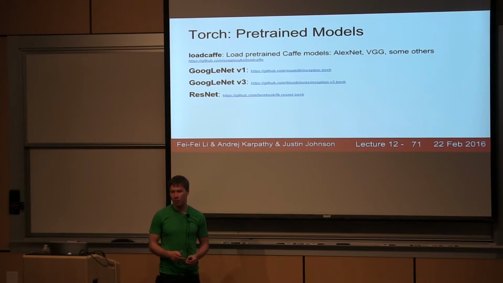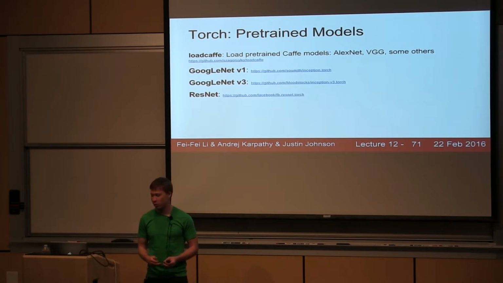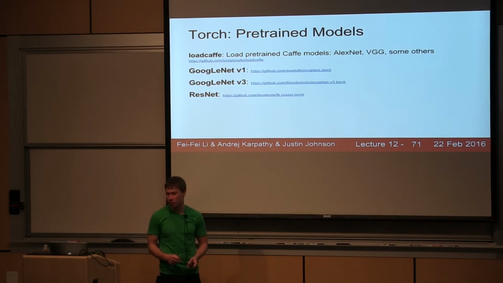There are also a couple different implementations that let you load up pre-trained GoogleNet models into Torch. And actually very recently, Facebook went ahead and re-implemented the residual networks straight up in Torch, and they released pre-trained models for that. So between AlexNet, CaffeNet, VGG, GoogleNet, and ResNet, I think that's probably all the pre-trained models that most people want to use.